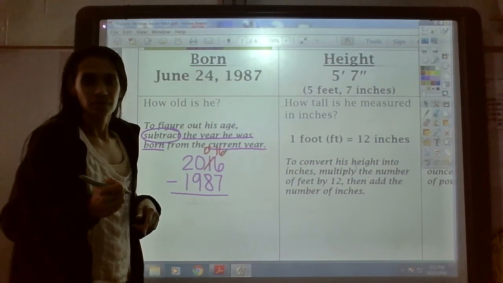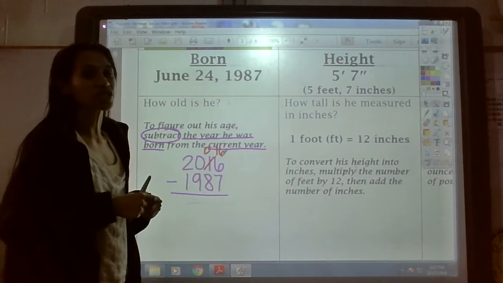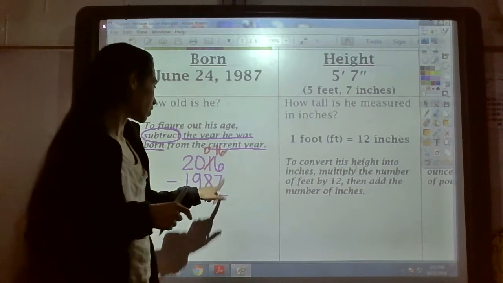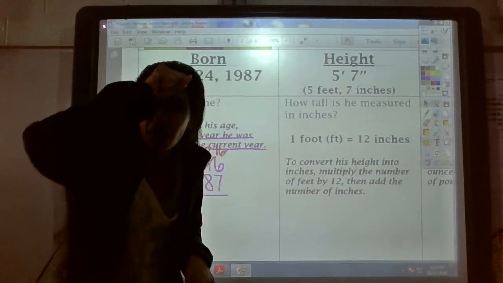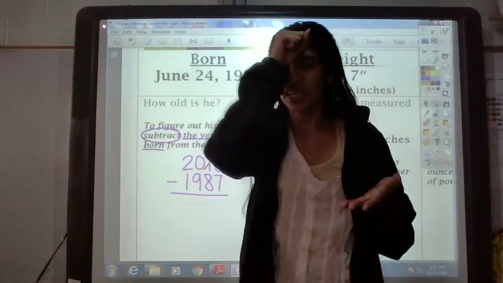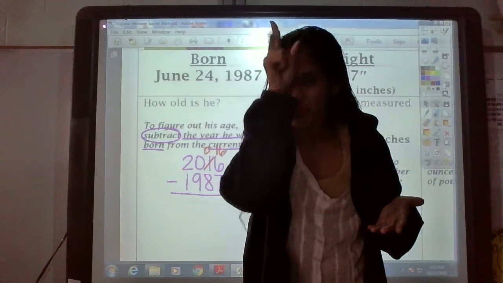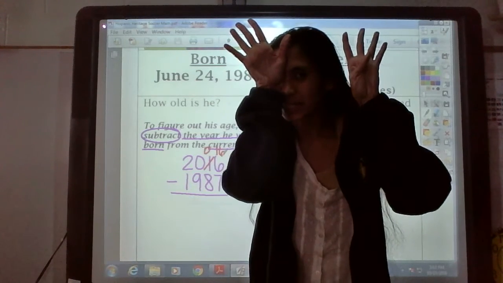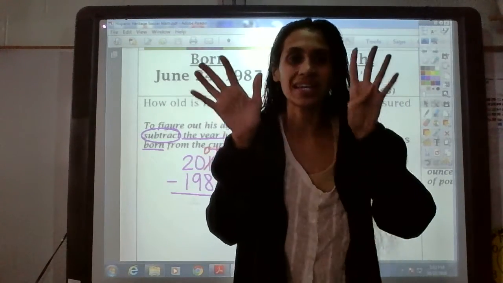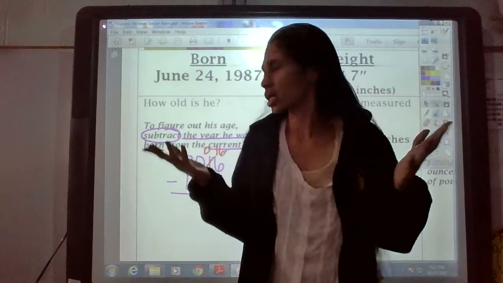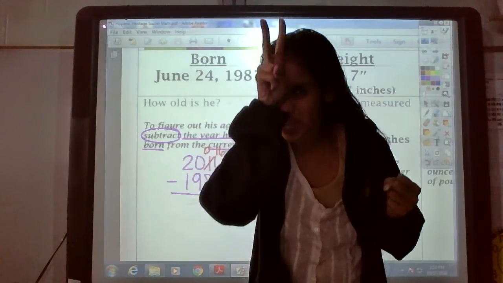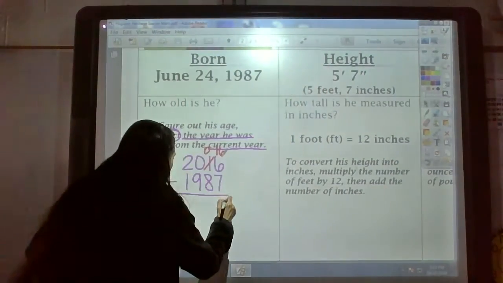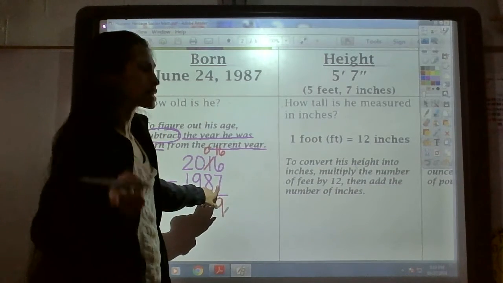16 take away 7. You should know that if you're good with your addition facts, but if not, let me help you out. For this strategy, we can count up. Start at 7. Put 7 in your mind, and we'll count how many fingers till we get to 16. 7, 8, 9, 10, 11, 12, 13, 14, 15, 16. That's 9. And if you know your addition facts, you know 9 plus 7 is 16.